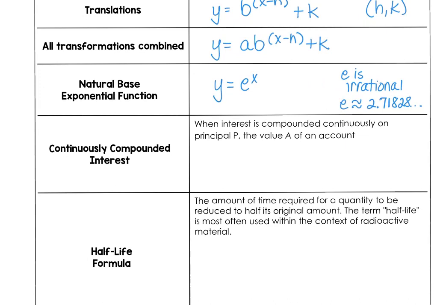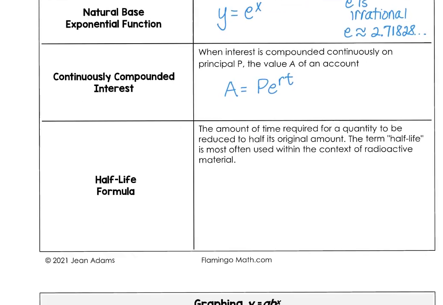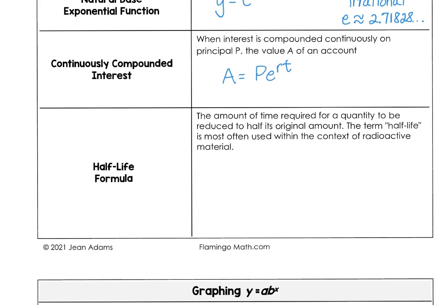Compound interest, continuous compound interest, that's the formula. Some amount is P e to the rt. P is the principal, r is the rate, and t is some unit of time. And then our half-life formula, when we're talking about radioactive decay and bacteria growth and such, that's the amount final is equal to the amount initial times a half-life of t divided by k. And in the lesson, we'll see what those variables represent.